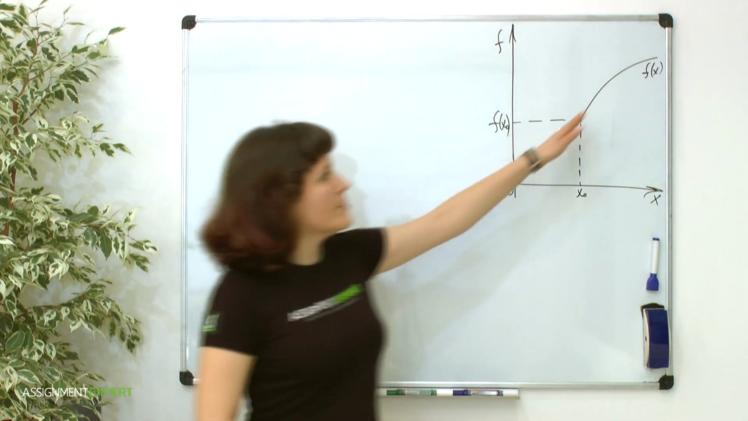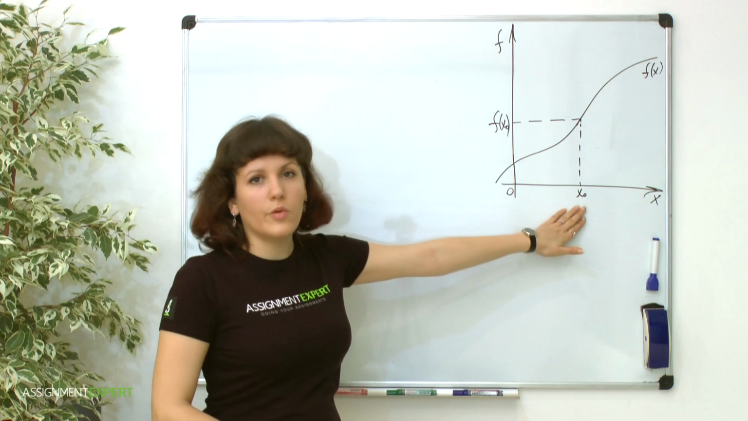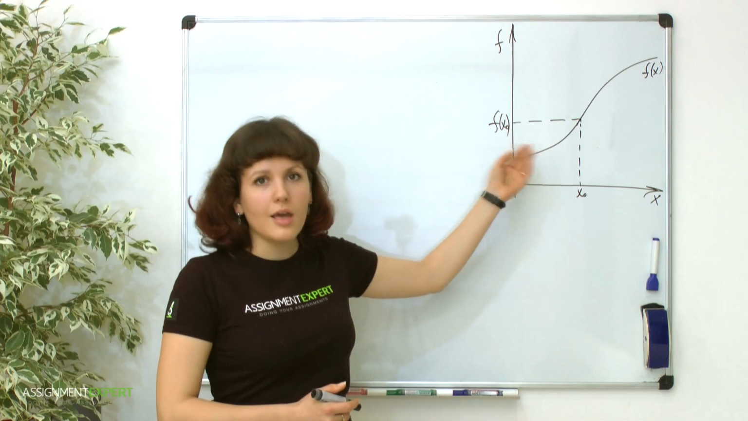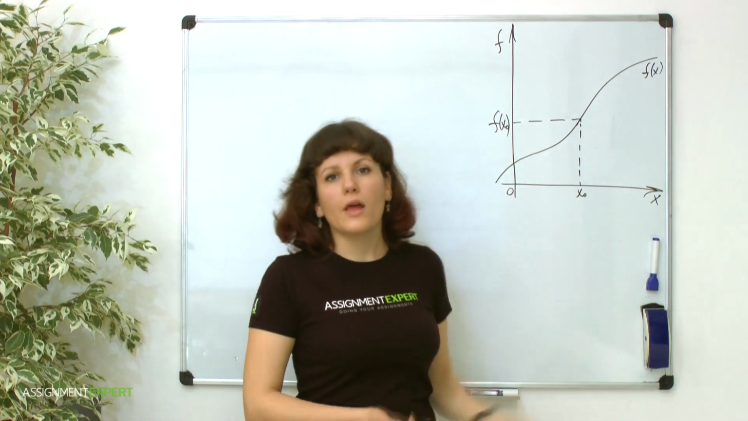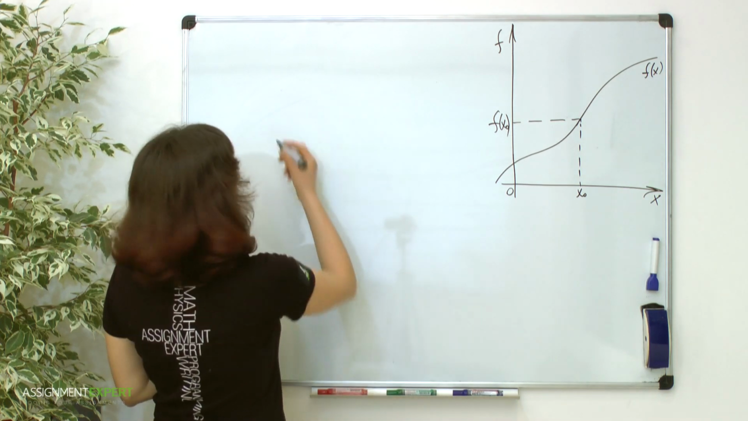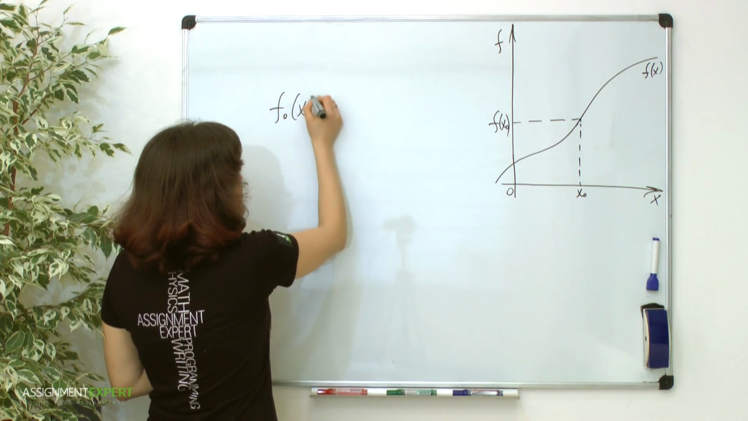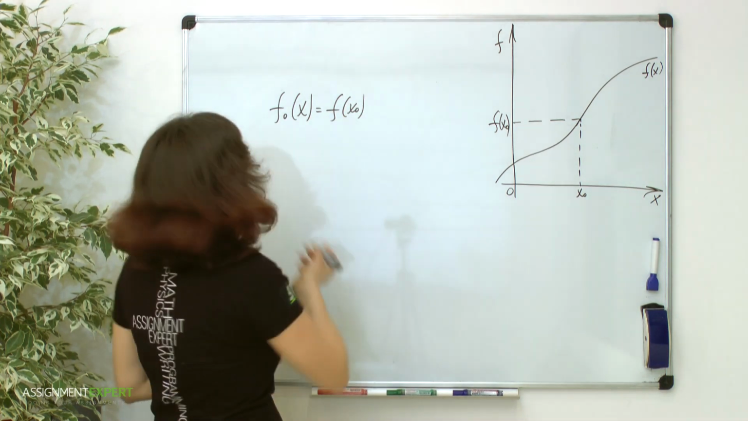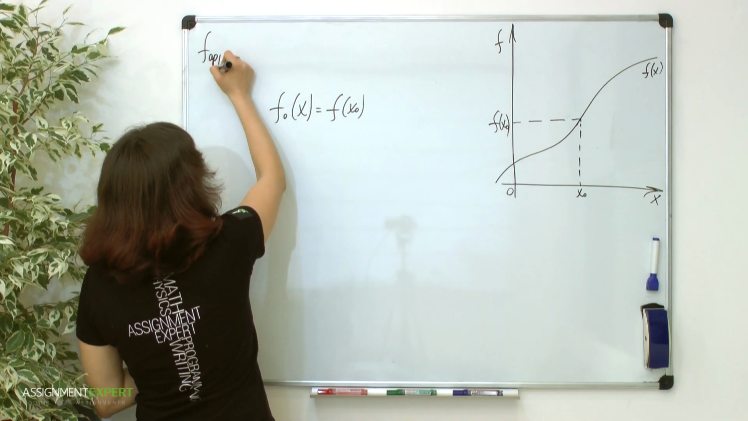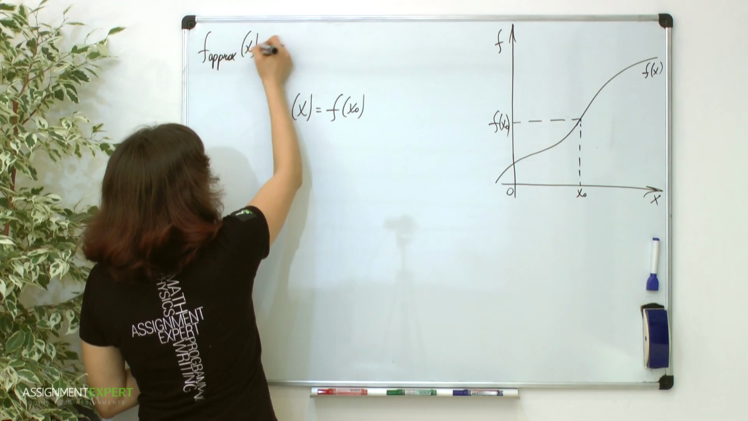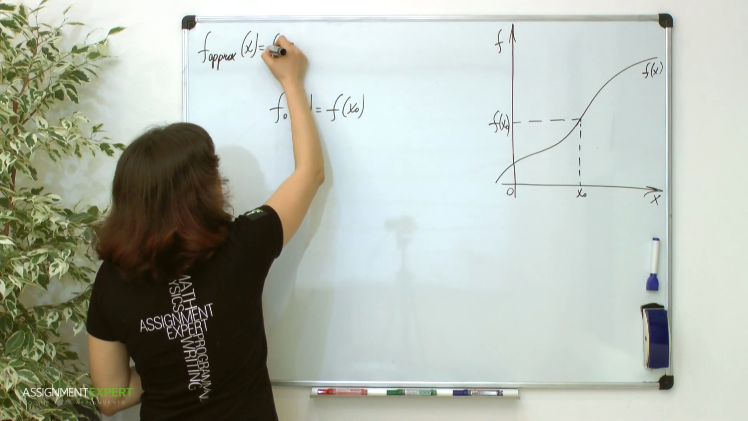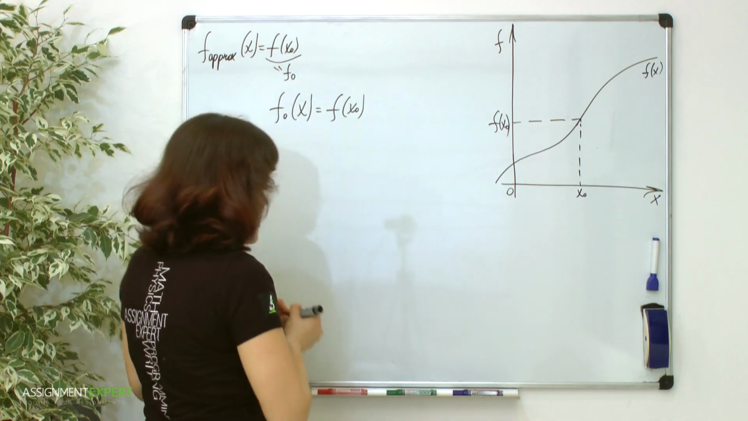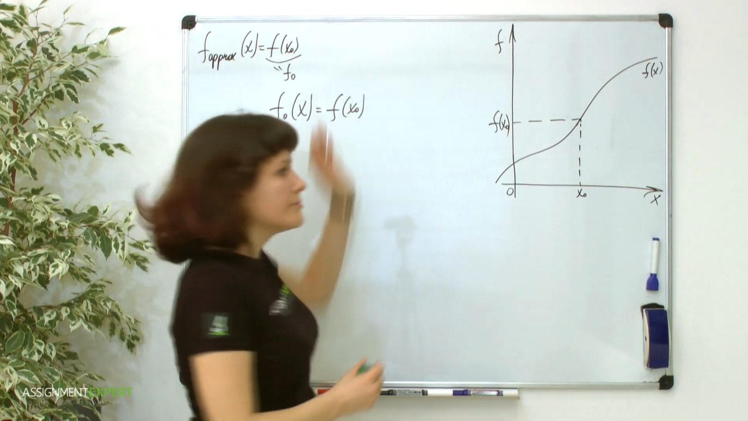Suppose we want to approximate some function f of x in the vicinity of some point x0. So we need a function which will resemble the behavior of our function in some neighborhood of this point. Obviously, at least we can take a constant function, f0 of x equals f of x0. And now our approximation function f_approx of x equals f0 of x. And this is a horizontal straight line.